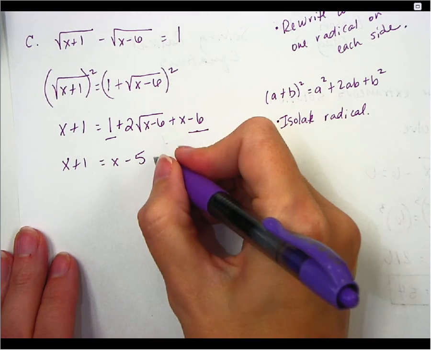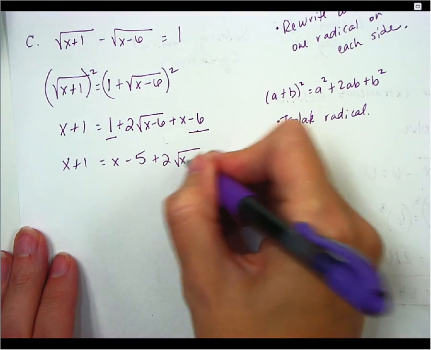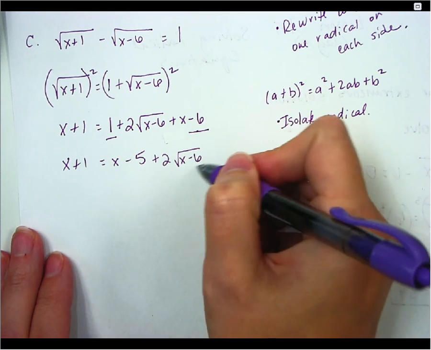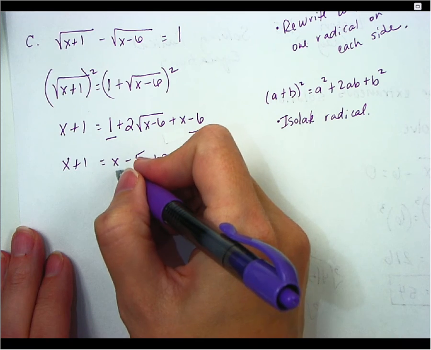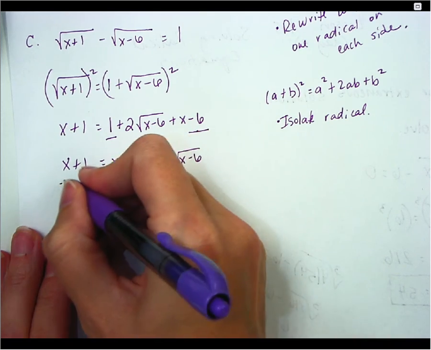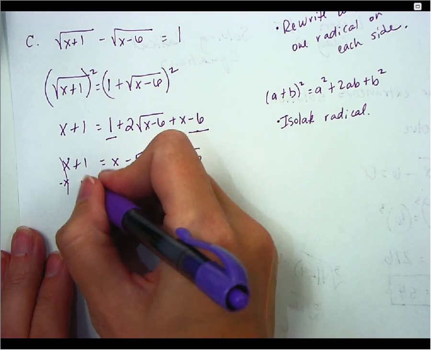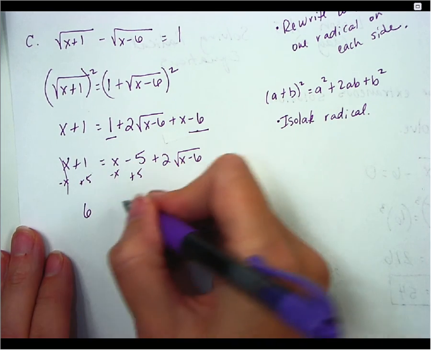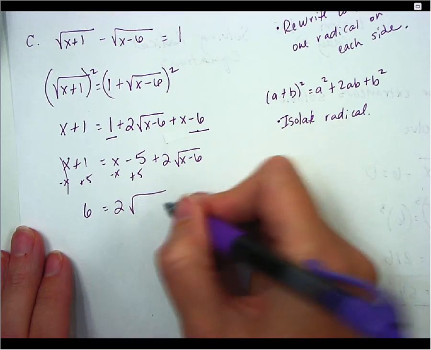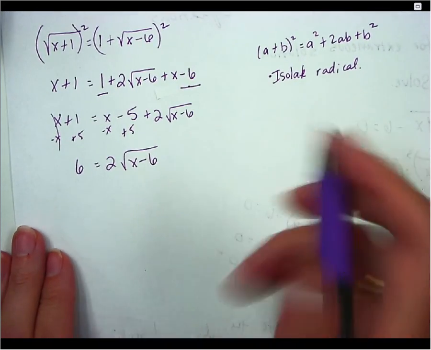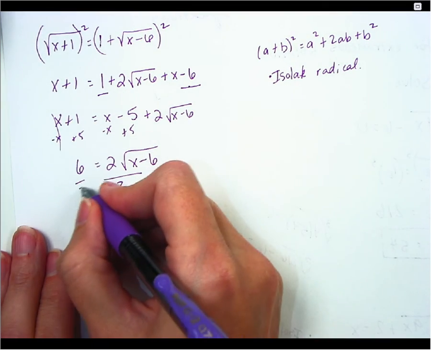Okay. I cannot combine negative 5 and 2 because this one is attached to a radical. So I'm going to move my x's together. So that's going to cancel out and get 0. And then add 5, it's going to be 6. It's 2 square root of x minus 6. Okay, and then divide by that 2.